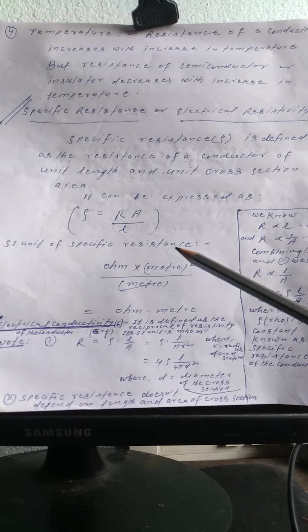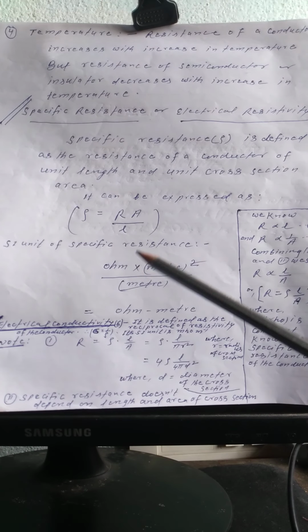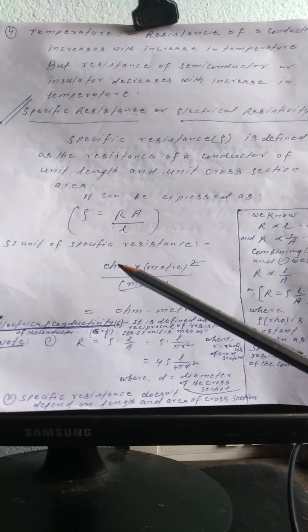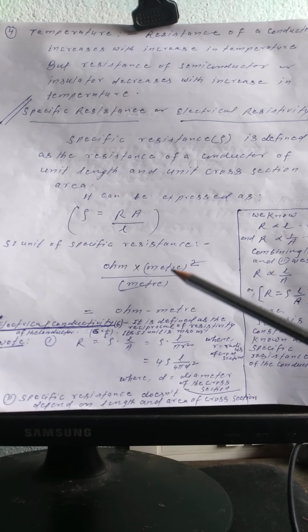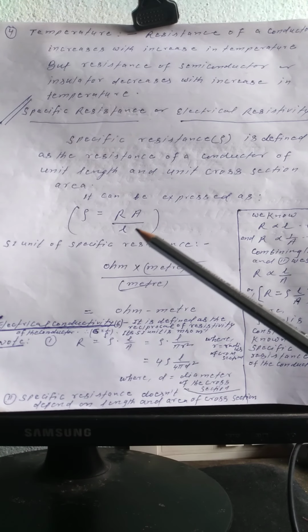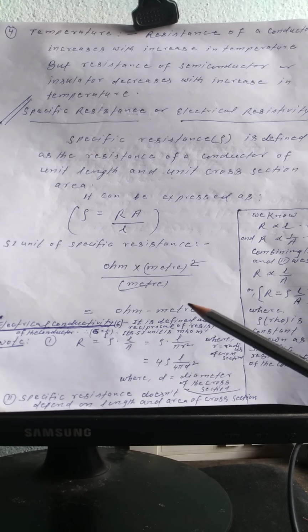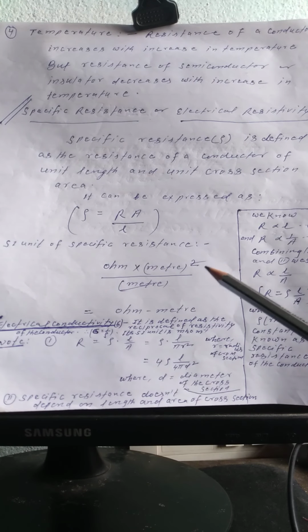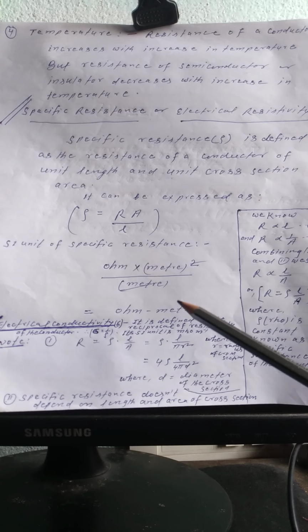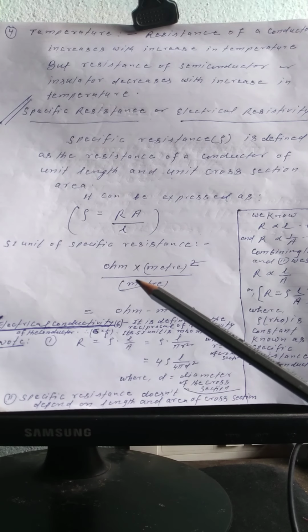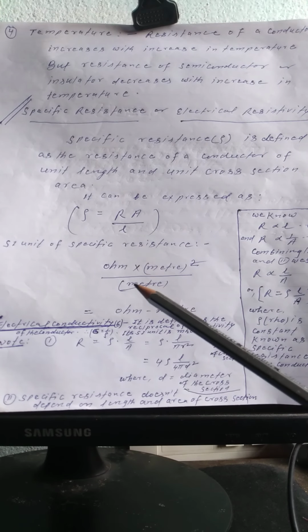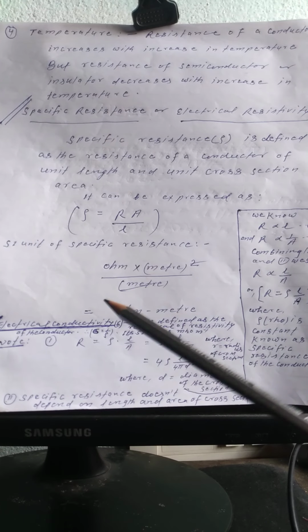Now unit of specific resistance can be derived as follows. We know that unit of resistance is ohm, unit of area of cross section is meter square, and unit of length is meter. So 1 meter cancels with 1 meter, therefore ohm meter. So ohm meter is the SI unit of specific resistance or resistivity of the conductor.